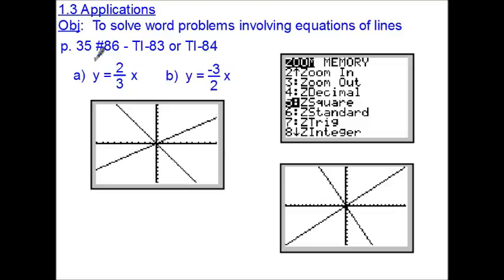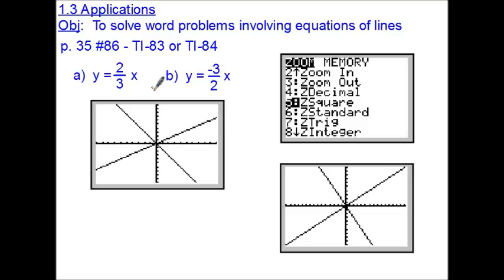Here we are. If you look on page 35, problem number 86, it basically gives you three equations. I'm going to get lazy and just go with two of them to simplify the process, but I'm sure you could put the third one on if you needed to. Basically it says graph them in a viewing window so that things look the way they should, meaning parallel looks parallel and perpendicular looks perpendicular.